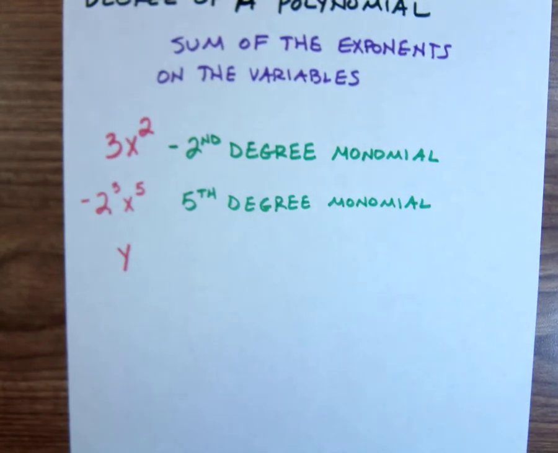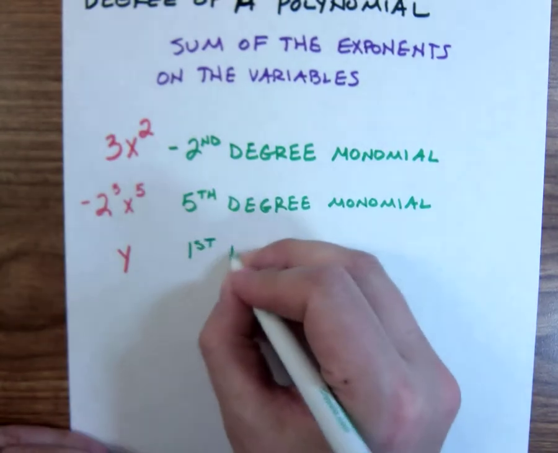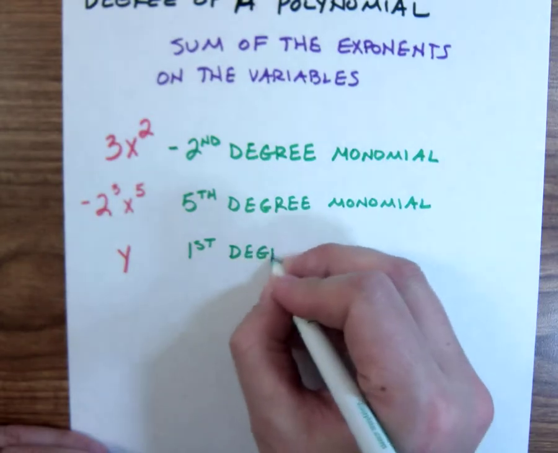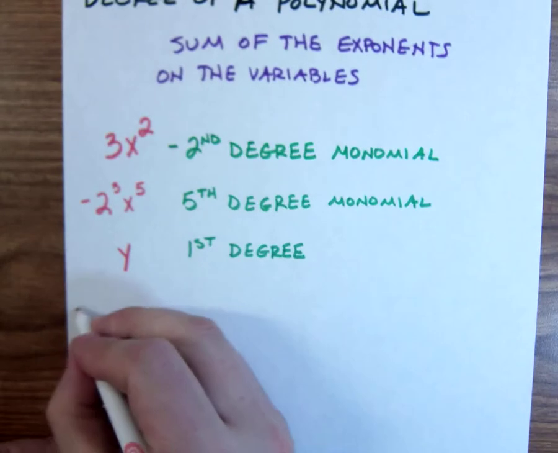So, what's the degree of that one? 1. So that's first degree. I'm not going to keep writing monomial because they're all monomials. That one is first degree. All right?